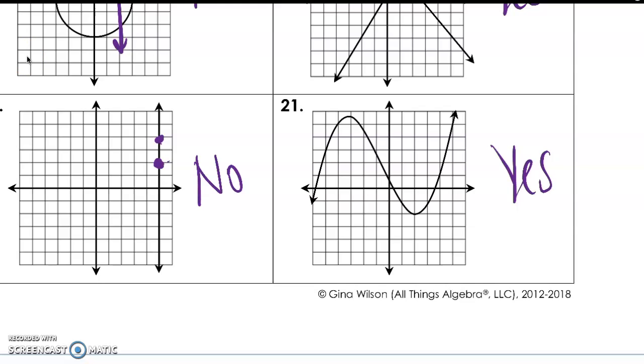So again, to be a function, each input, each x value can only have one y value, one output. So if you have repeated x values, if they have different y values, then it is not a function. However, different x values can have the same y value. So 3 could go to 7, 5 could go to 7, 9 could go to 7. That doesn't matter. It's the x values that, if they are repeated, would have to go to the same y value in order to be a function.